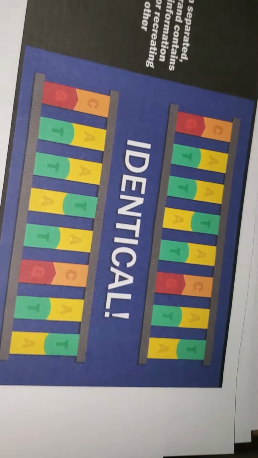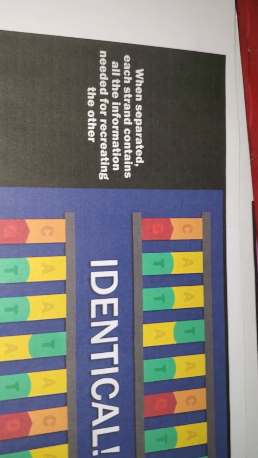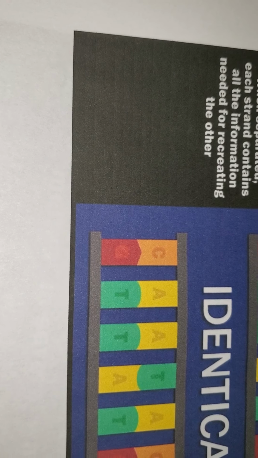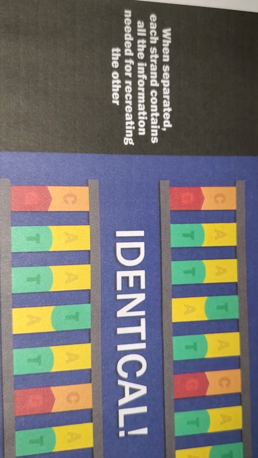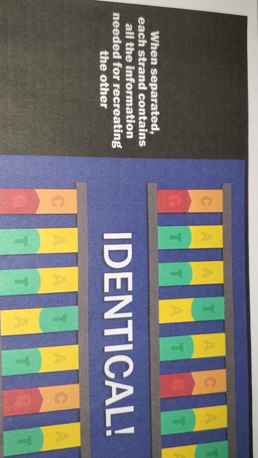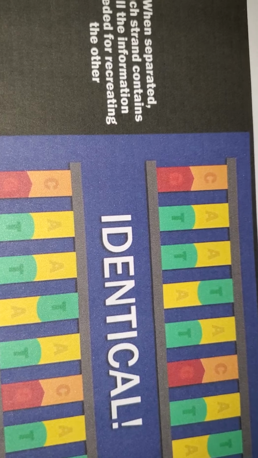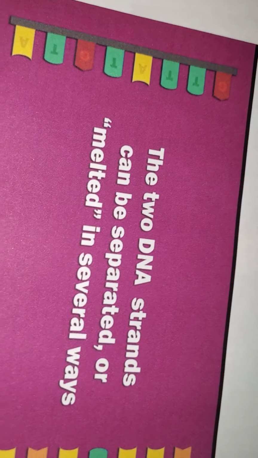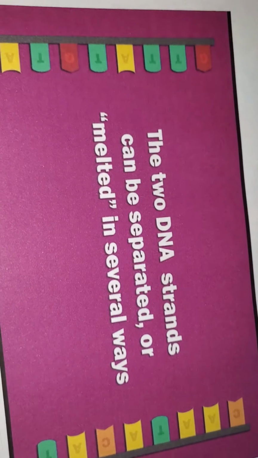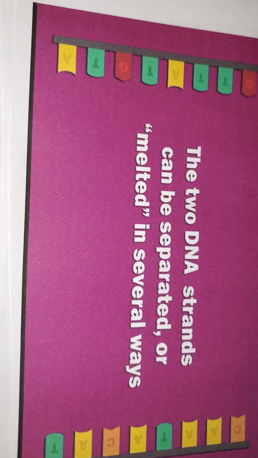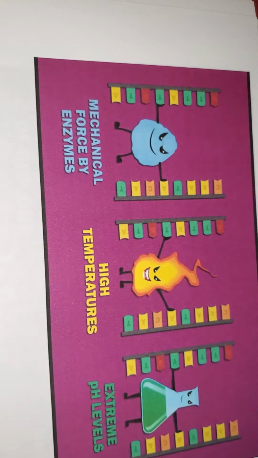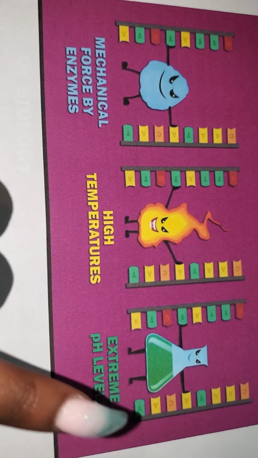Alright, so thanks to this complementary binding, each of the 2 DNA strands contains the exact same information. When the 2 strands are separated during DNA replication, each of them acts as a template which contains all the information needed for creating the other one. So it doesn't really matter, they all interchange. The 2 DNA strands can be melted in several different ways. They can be melted through mechanical force, through high temperatures, or through extreme pH levels.